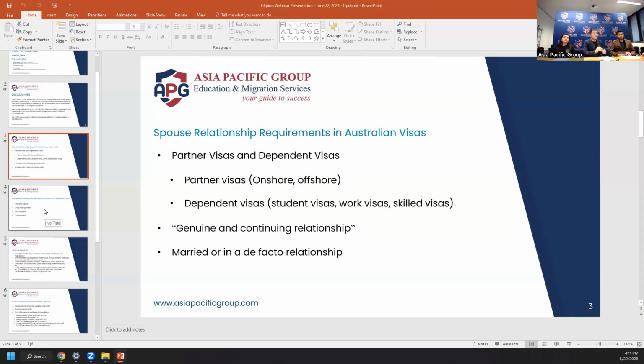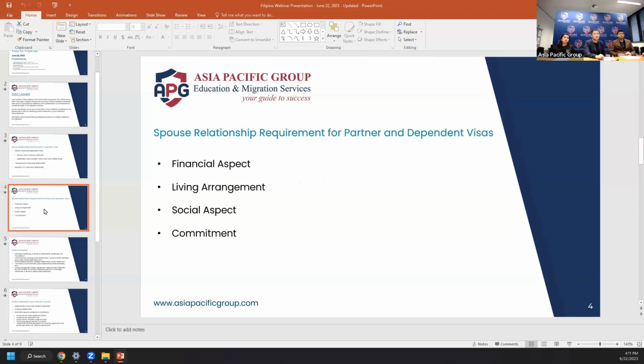Next page, please. And there are 4 pillars of this relationship assessment, and I will have my colleague Ramneek give you a quick rundown. Hello, everyone. So, in general, from an immigration point of view, in order to prove the relationship, you must prove that you have these 4 aspects: genuine and continuing, financial, living arrangement, social, commitment.